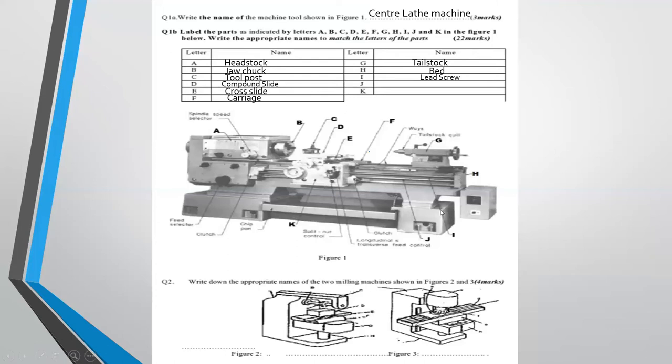I is a lead screw. So you see some rods here. The first one is a lead screw, and the second one is a feed shaft. For you to identify them, the lead screw has threads or marks on it for easy identification.